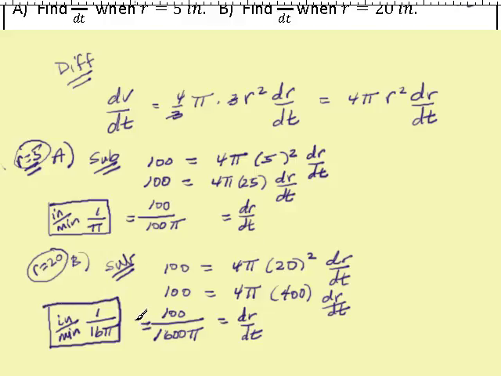So if we compare both results, we see that if the volume is increasing at a constant rate, then the rate of change of the radius is basically slowing down. When r is equal to 5, the rate was 1 over π. And when r is equal to 20, the rate is 1 over 16π, which is much less.